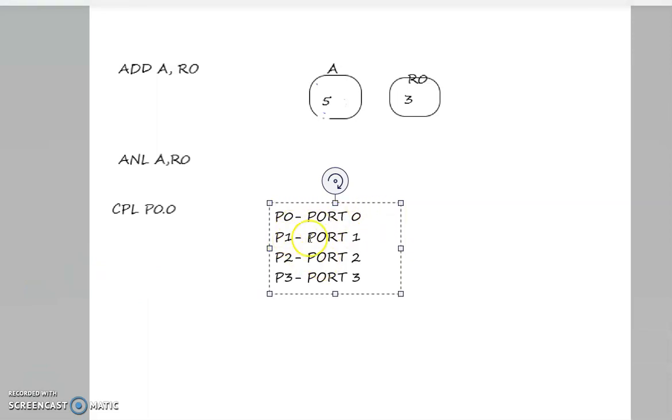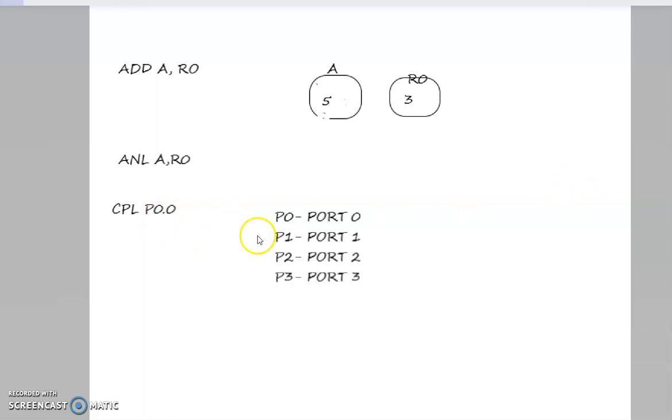So P0 means port 0, P1 is port 1, P2 is port 2 and P3 is port 3. So 4 ports are there, P0 to P3. P0 indicates port 0. Each port has 8 bits, all the ports are 8-bit ports. The bits are indicated by dot 0 to dot 7.